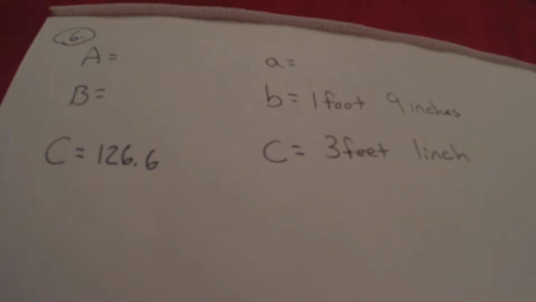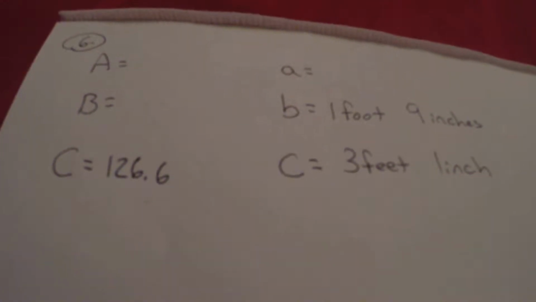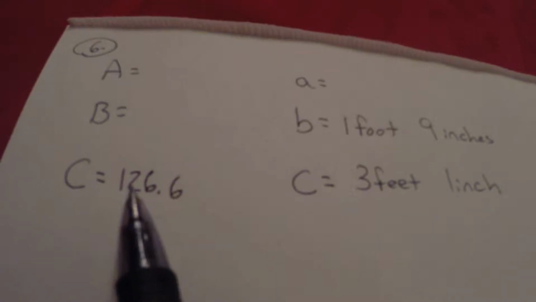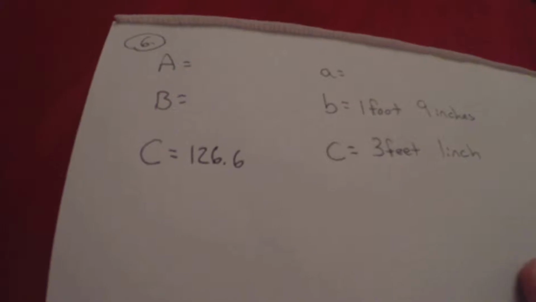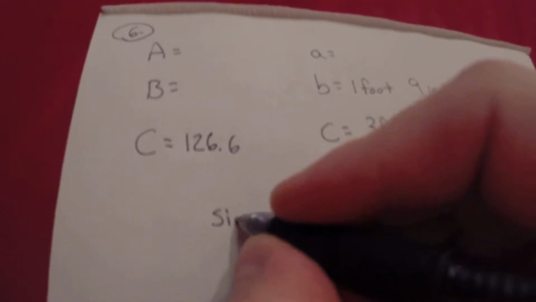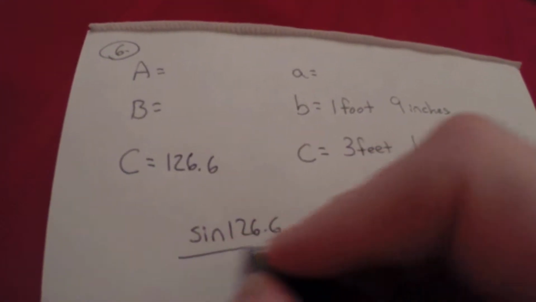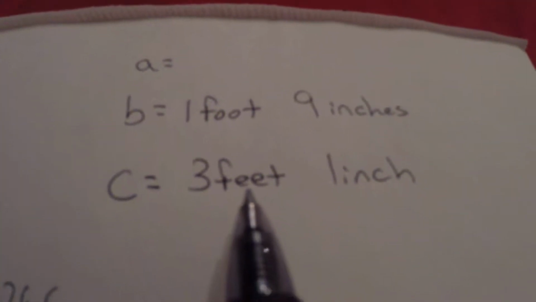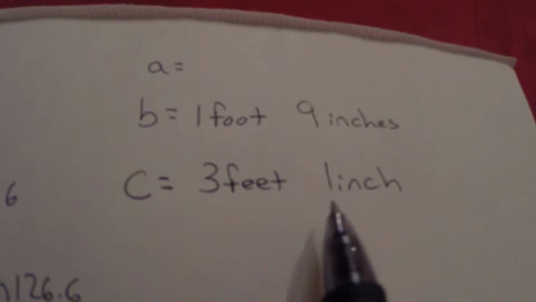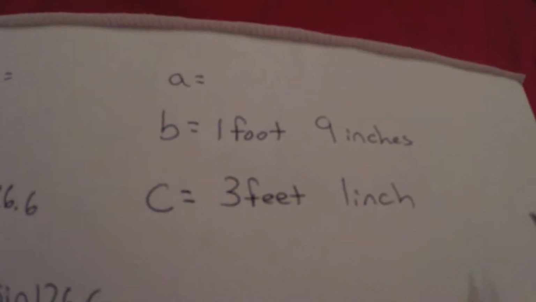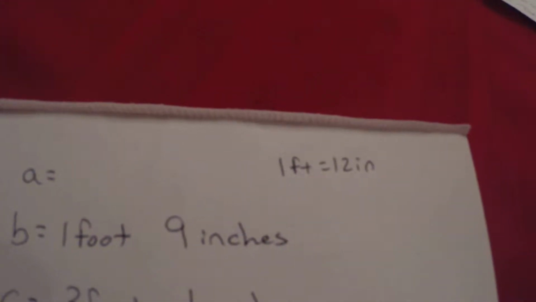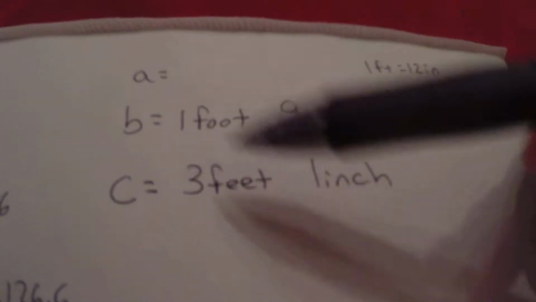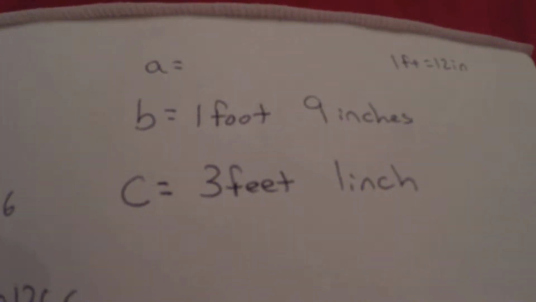All right, so what you have to ask yourself always is: law of sines or law of cosines? Well, if I give you an angle and a side, then you can always use the law of sines. So I'm going to use the law of sines. It's going to be sine 126.6 over, oh wait, look, 3 feet 1 inch. I got multiple units. How do I take care of multiple units? Well, you want to recall that 1 foot is 12 inches, and then I can convert this stuff here into inches.